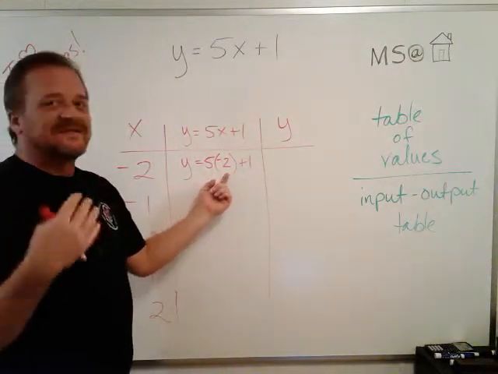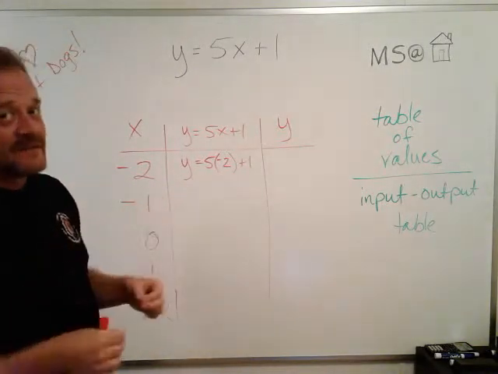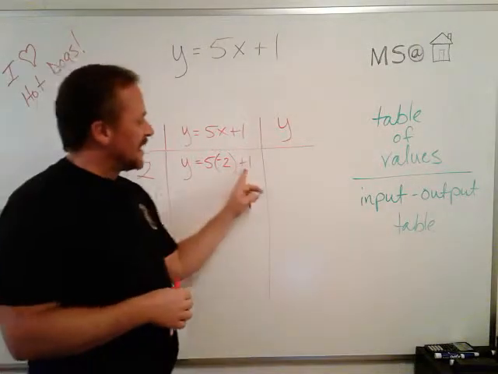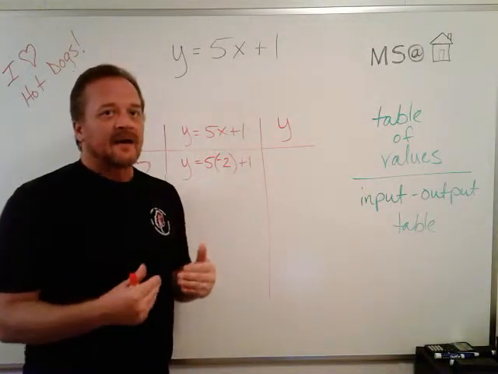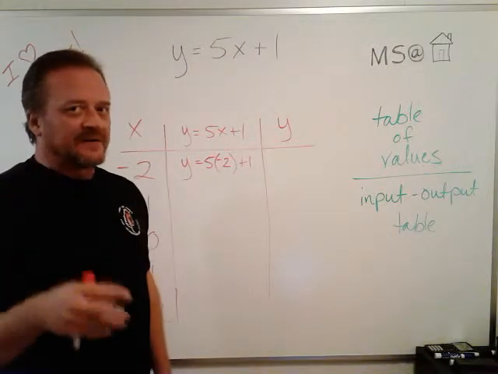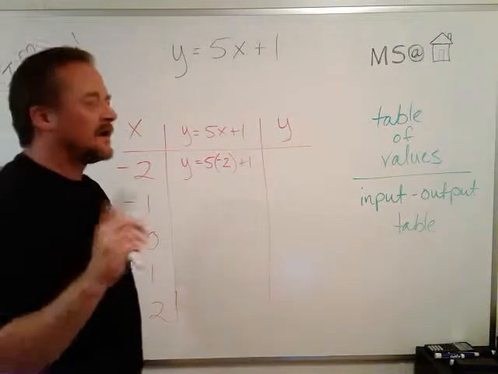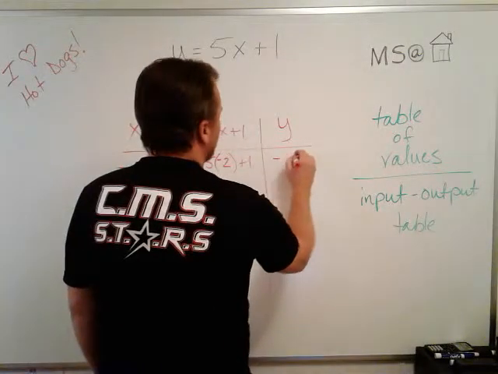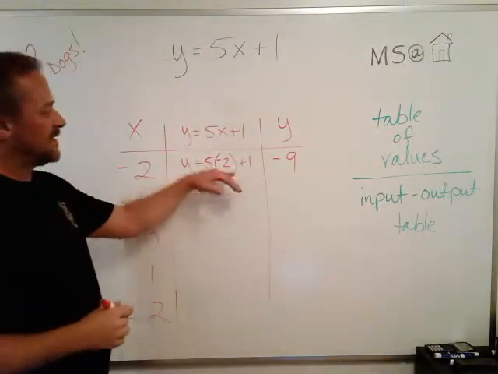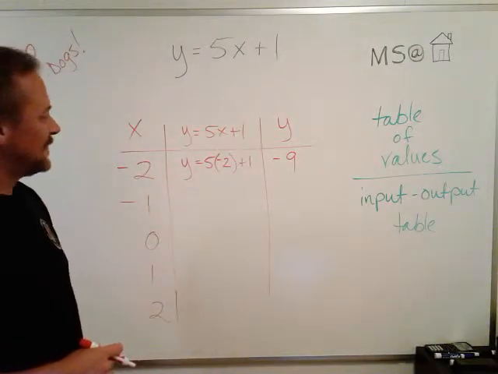So 5 times 2 is 10. A positive times a negative is a negative, so that's -10 so far. But I have to add 1 also. A -10 plus a +1 means subtract absolute values. 10 minus 1 is 9, and keep the sign of the higher absolute value. So we have a -9 that spits out of this input-output machine. Next one.